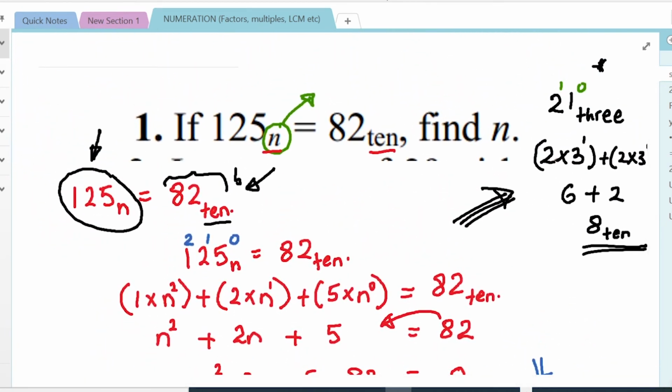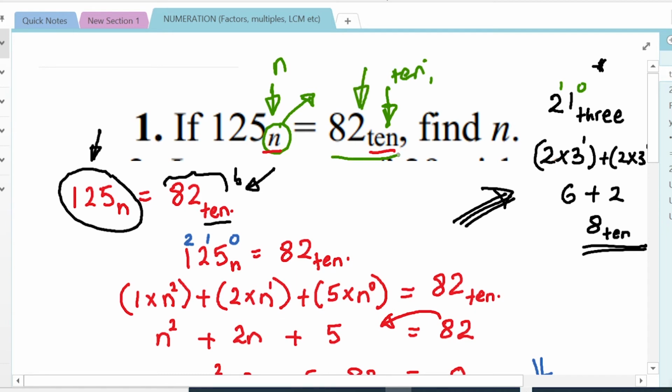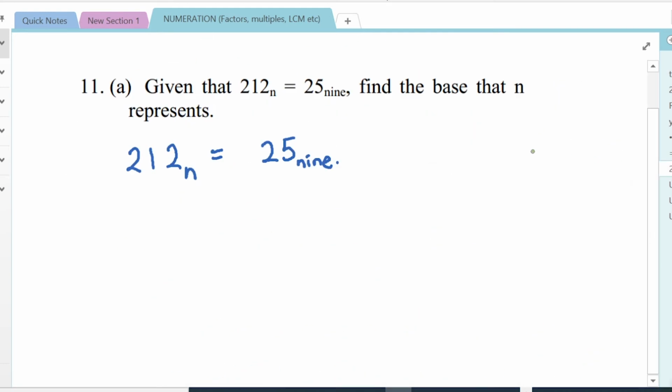This number, this was to the power n, and this was to the power 10. So since this one was to the power 10, we had to only change this side to the power 10 so that we are able to find the value of n. But this one is different. This side here is to the power 9. This one is to the power n.